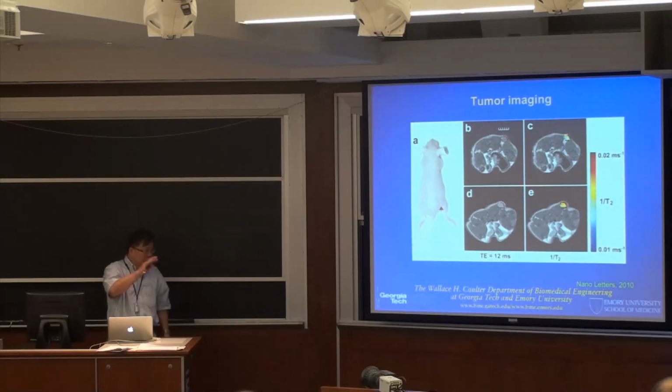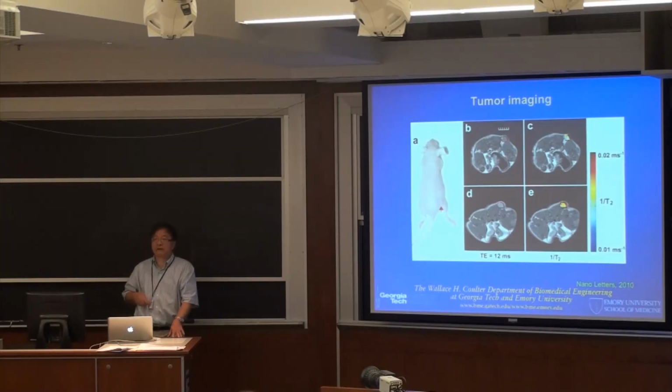Typically, you take a series of images, then construct a so-called T2 map. In fact, the 1 over T2. Without any nanoparticle, you see in the tumor region, that's the T2 map. Okay, so the higher the contrast, the more red you should see. And indeed, with nanoparticles, you see a lot more red in the tumor region compared with the situation without nanoparticles.